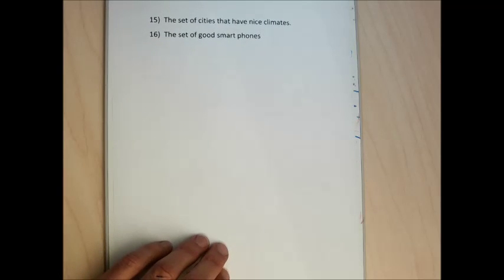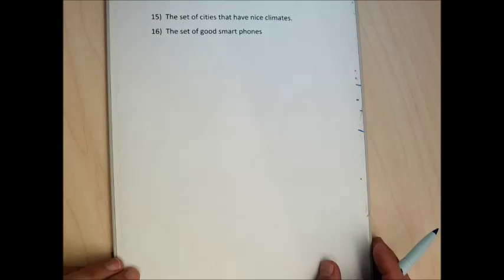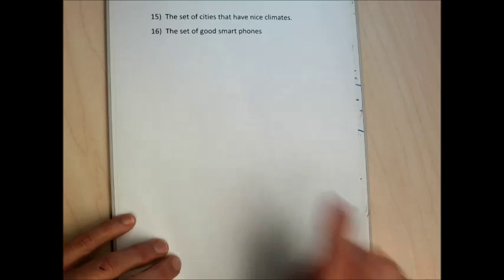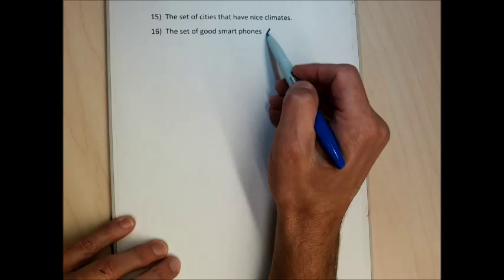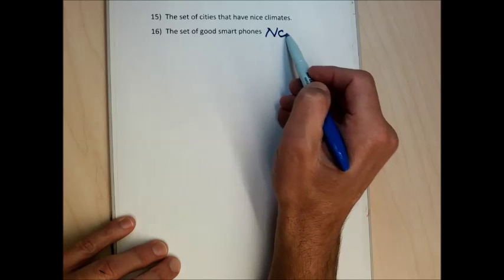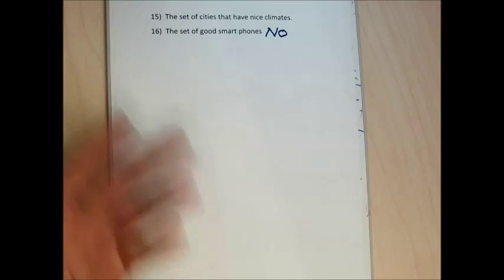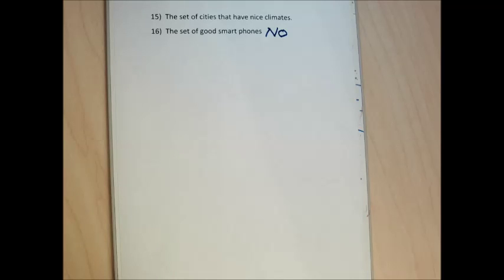Last 2 problems for this group of problems. We have to decide either yes, it's well-defined, or no, it's not well-defined. Mine is a set of good smartphones. That seems like a horrible grammatical sentence. Again, that's subjective. And then similarly, the set of cities that have nice climates, you have to decide if that's a well-defined set of cities or if it's subjective.